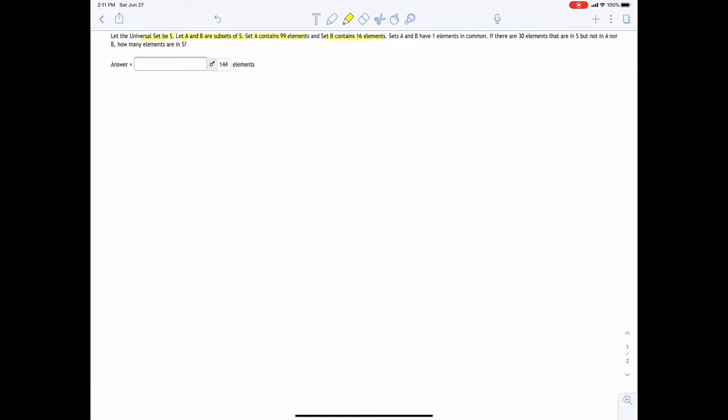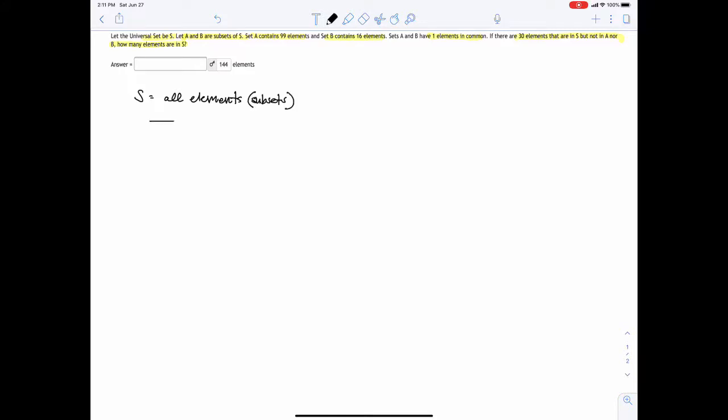Sets A and B have one element in common and there are 30 elements that are in S but not in A nor B. How many elements are in S? So recall that S is going to be all elements, including its subsets.